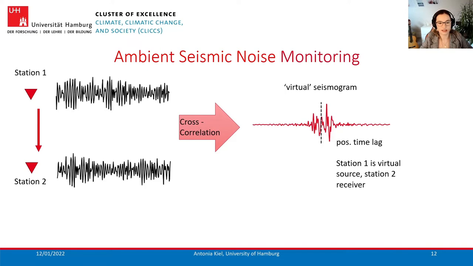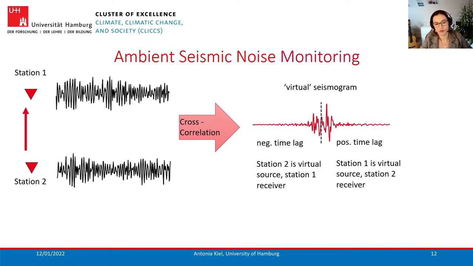And similarly, we can also have a kind of seismogram using the negative time lag. However, in this case, the source and receiver would be swapped. So in this case, station 2 would now be the source and station 1 would be the receiver. So the cross-correlation function of 2 stations recording the seismic noise gives virtual seismograms, which are basically source-receiver settings. And this means that we can now apply the seismic monitoring technique to these cross-correlation functions.